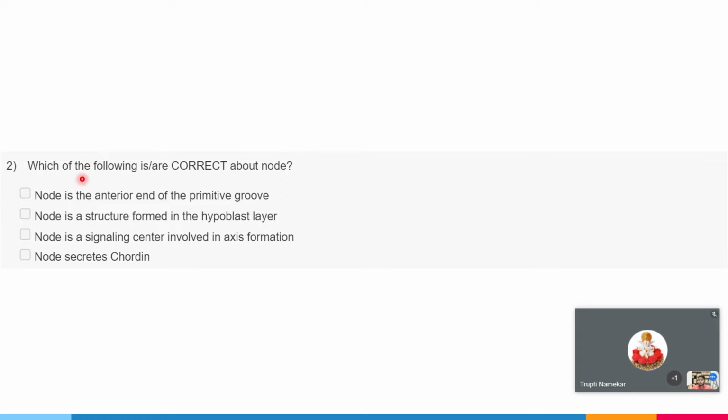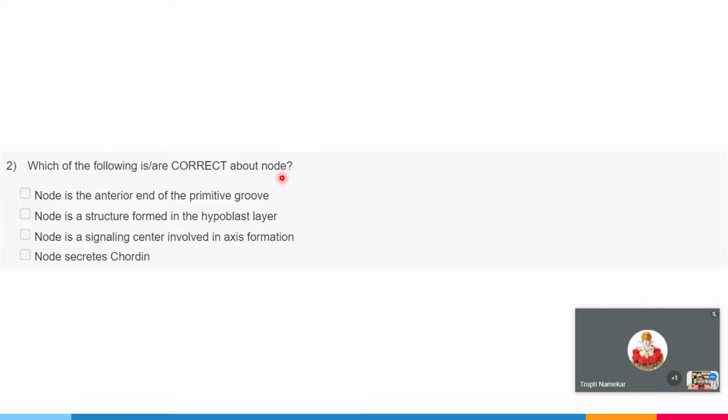The next question is, which of the following are correct about the node? For context, the node is a particular structure that forms at the end of the primitive streak. If you remember correctly, during embryonic development, first there is the formation of a bilaminar disc, which is the epiblast and hypoblast. After the formation of the disc, we see that a primitive streak occurs, via which cells start migrating into the hypoblast from the epiblast.